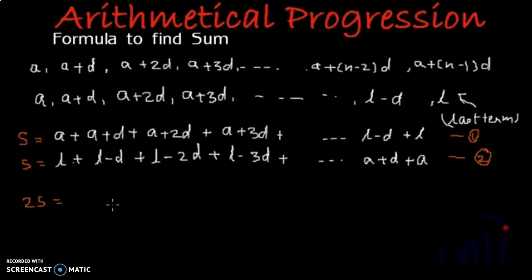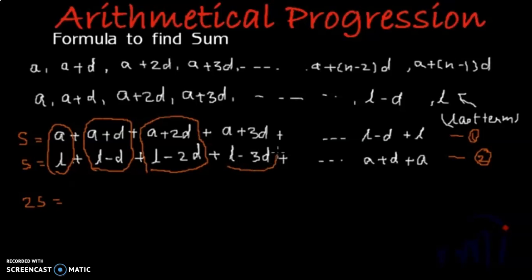It will become 2s is equal to, so whatever is at the very bottom, we will add a plus l like this, then a plus d plus l minus d. Please look at the red circle that's going there. A plus 2d plus l minus 2d we will add, a plus 3d plus l minus 3d we will add, l minus d plus d we will add, and l plus a we will add, right? That is how you add top and bottom.